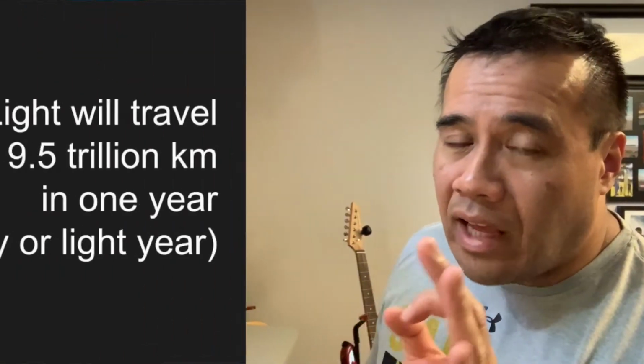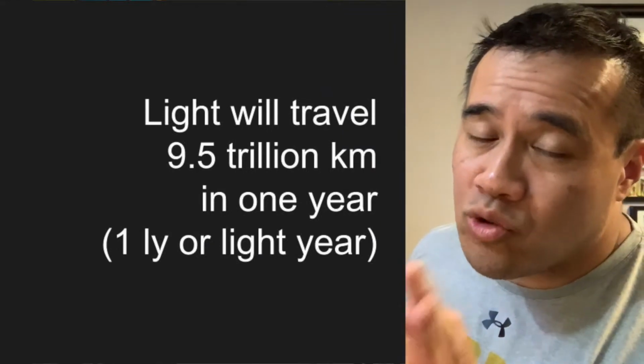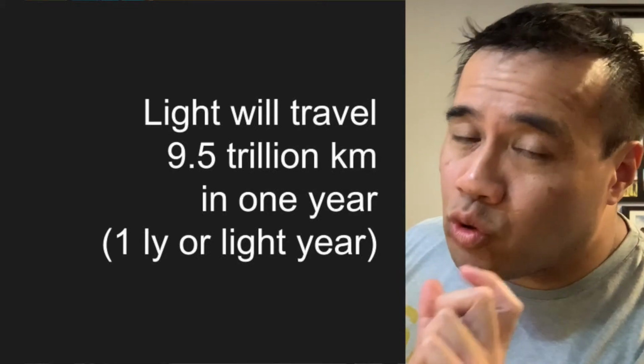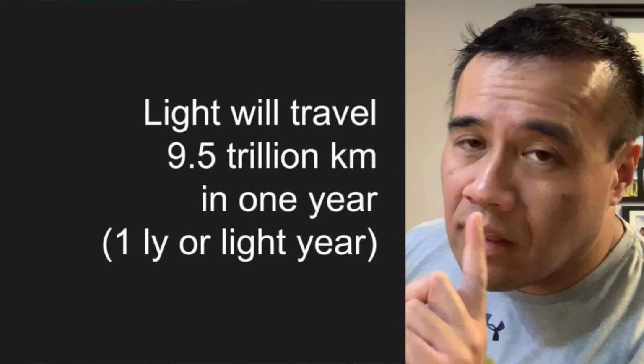Now, if we let light travel for a year, just traveling out through space, how far would it go? In the course of 1 year, light would travel 9.5 trillion kilometers. Trillion, that's like 12 zeros. And that 9.5 trillion kilometers is what we would call the distance of 1 light year. So that is our new unit of measurement when it comes to distance, 1 light year, or 9.5 trillion kilometers.